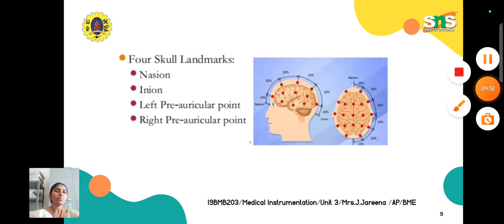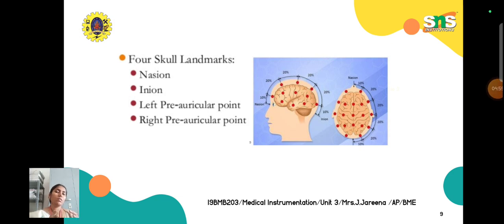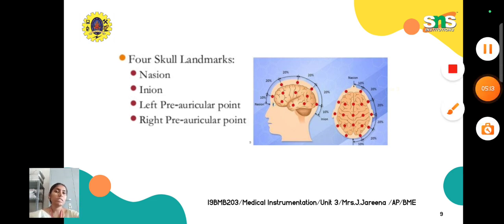In the next class we will see in detail how these electrodes are placed, how we first fix the position of each electrode, and then how we give names to each electrode. Everything we will discuss in detail in the next class.